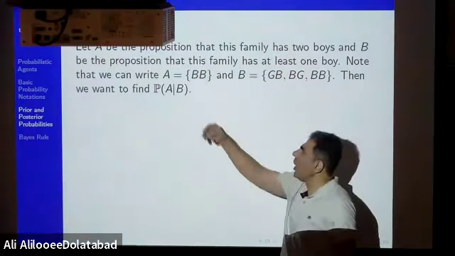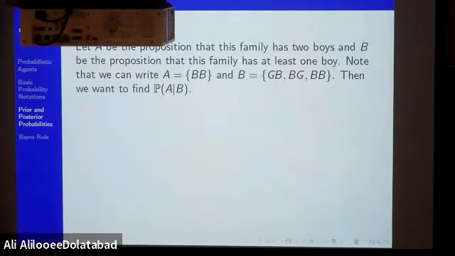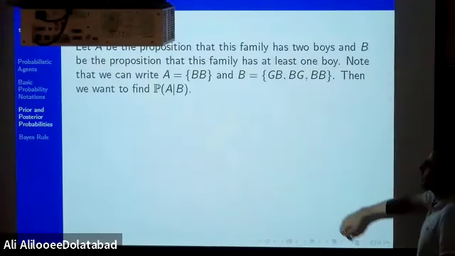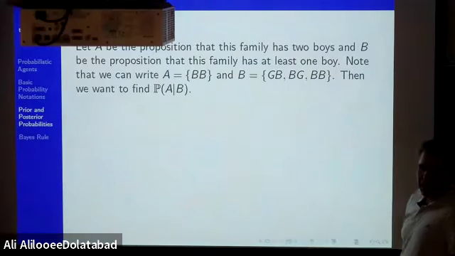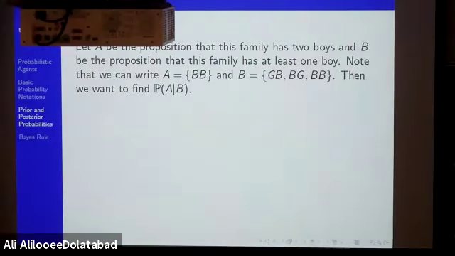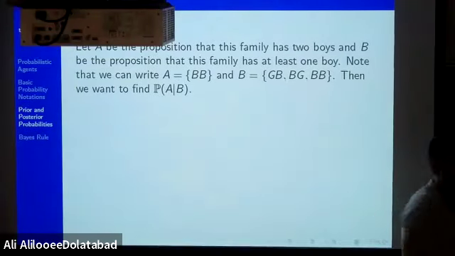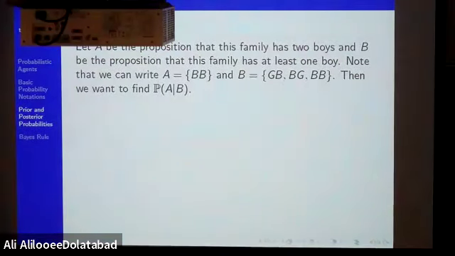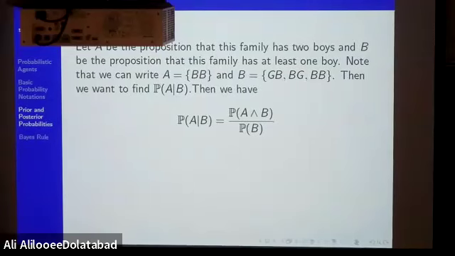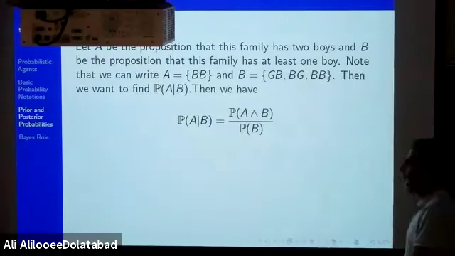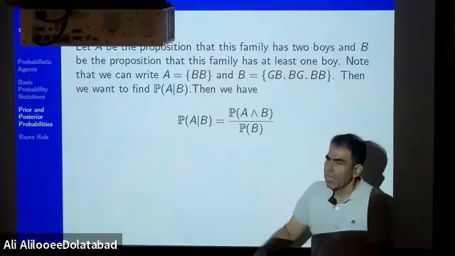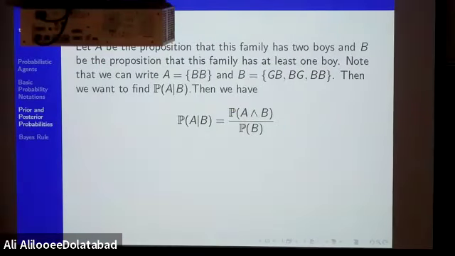Event A, which contains BB, means both children are boys, and event B contains the case that we have at least 1 boy. At least 1 boy means 1 boy or 2 boys. Then we can evaluate this probability by using the formula that we explained in the previous slide. The probability of A given B is the probability of A intersection B over the probability of B.